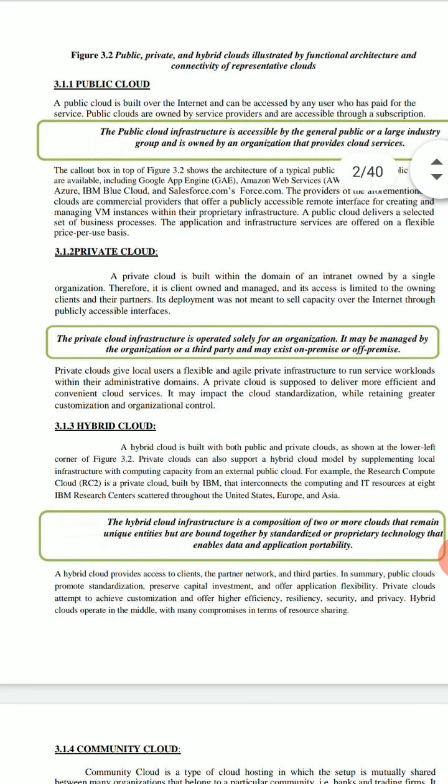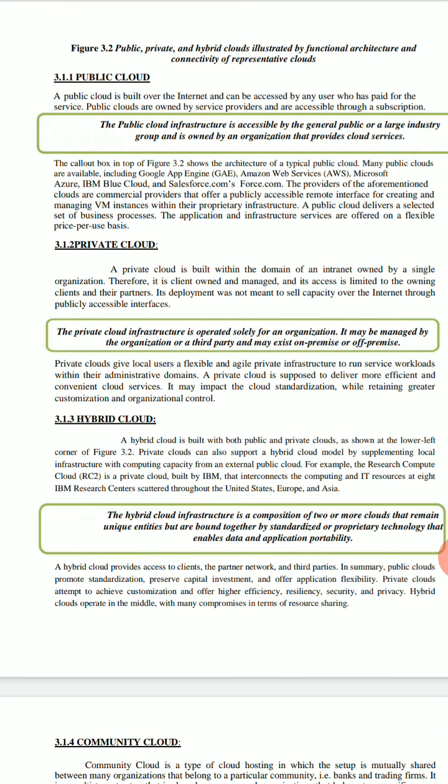Now we will see what is hybrid cloud. In some organizations, if the organization wants some data stored at public level and some data stored at private level, then they use a hybrid cloud. Using hybrid cloud becomes cost efficient because private cloud is more costly. So hybrid cloud infrastructure is a composition of two or more clouds that remain unique entities but are bound together by a standardized or proprietary technology that enables data and application portability. A hybrid cloud is built with the public and private cloud.